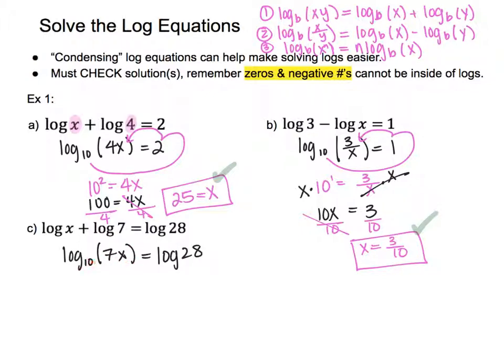Anyhow, so I've condensed the two logs here by multiplication. And notice that both sides here have a log base 10, right? So if both sides have the same base, we learn that they cancel. So that means that the inside of the parentheses in the logs drop down with the equal sign. So 7x equals 28. And now I just have to solve for x. So divide by 7 on both sides. That cancels. And x is equal to 28 divided by 7, 4.